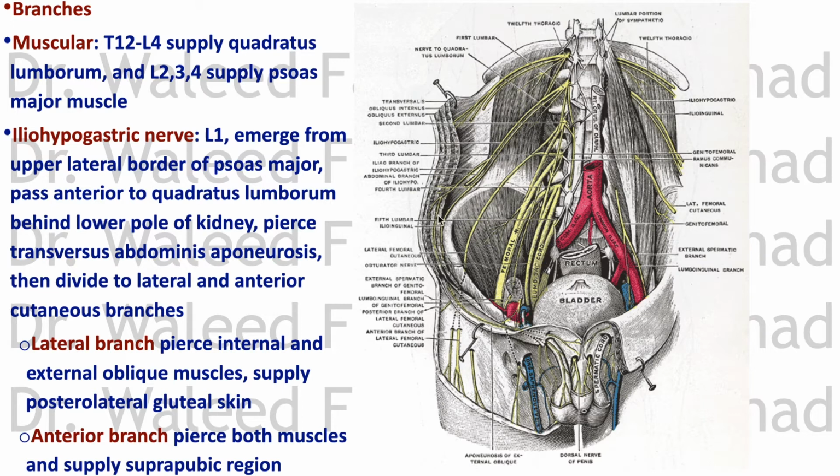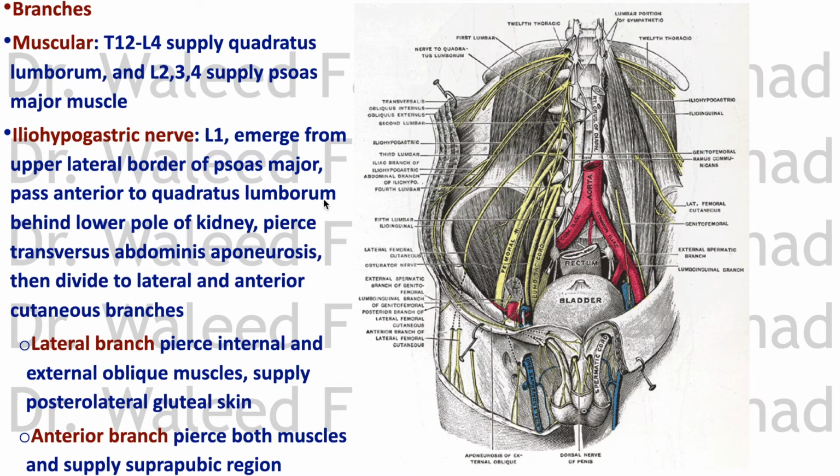Then it divides into lateral and anterior branches. The anterior branch goes through the neurovascular plane and comes out to supply the suprapubic skin, the suprapubic region. And the lateral branch supplies the posterolateral gluteal skin. This is how the iliohypogastric is distributed.